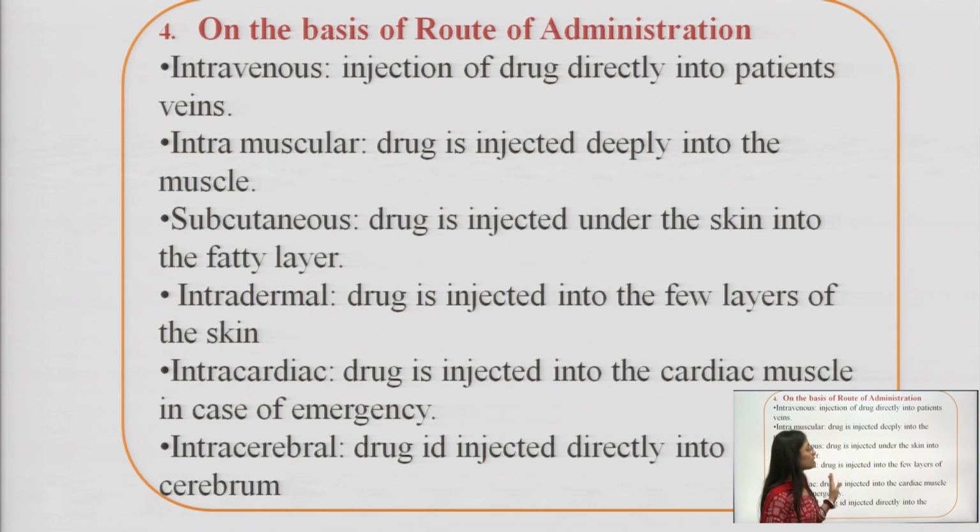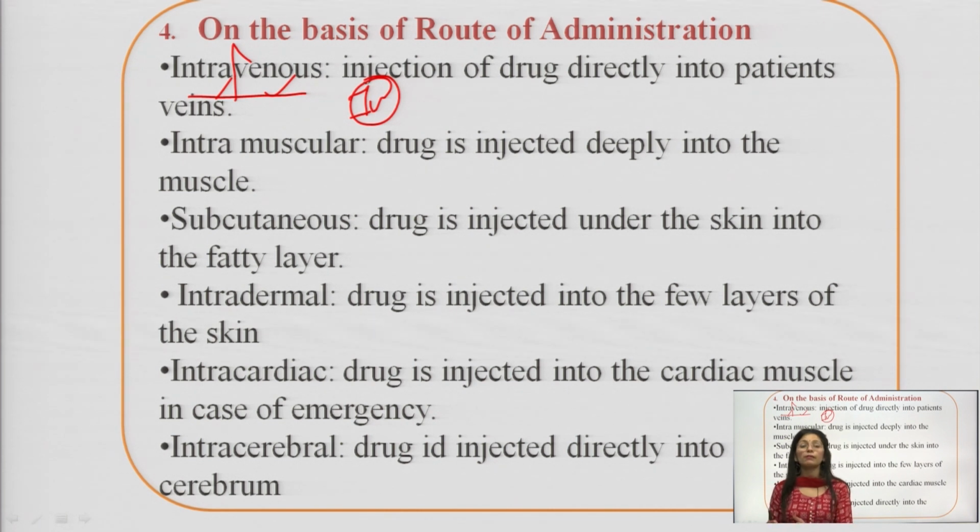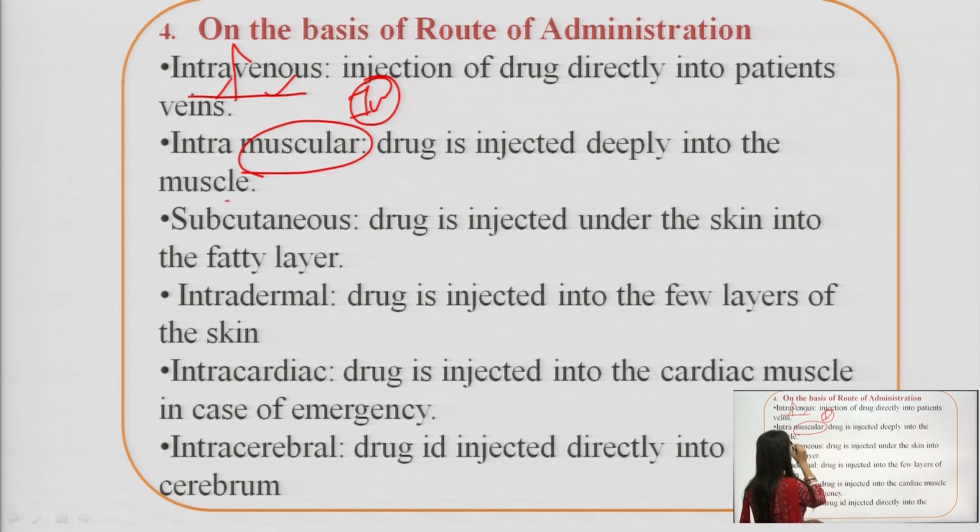Okay. On the basis of route of administration, these are divided into various categories. Number one is intravenous, IV you can say. Lots and lots of people have heard about IV. What is IV basically? If we break the word intravenous, intra means inside and venous means veins. So it is the injection of a drug directly into the patient's veins. This is called intravenous. After that, intramuscular: the drug is injected deeply into the muscles. This is called intramuscular. From muscular you can learn muscles, from venous you can learn veins.